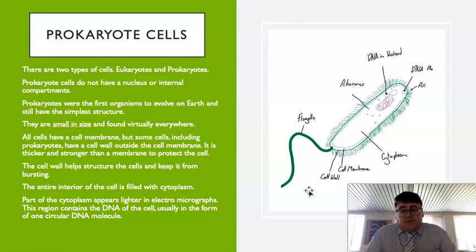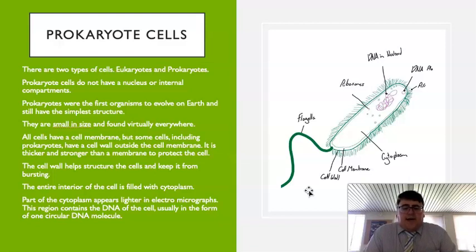There are 2 types of cells, like I mentioned before: eukaryotic cells and prokaryotic cells. Prokaryotic cells are unicellular organisms. They don't have a nucleus, and they don't have internal compartments. They don't have organelles. Prokaryotes were the first organisms to evolve on Earth, and they have the simplest structure that we know of. They're very small in size. They're found virtually everywhere. There's probably even some on your hands or arms or desk right now.